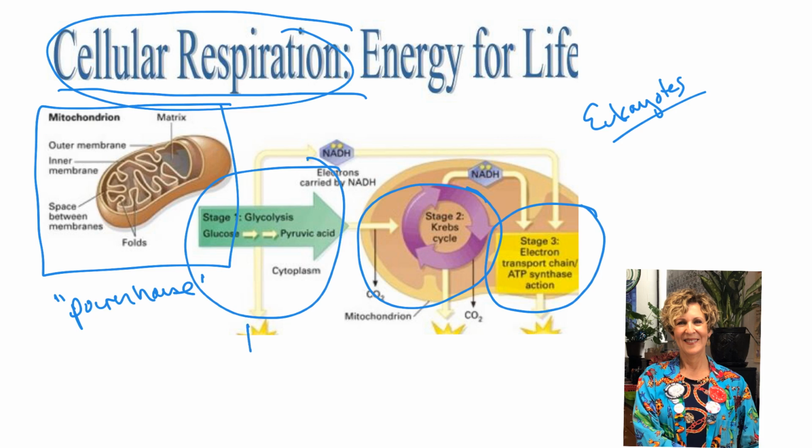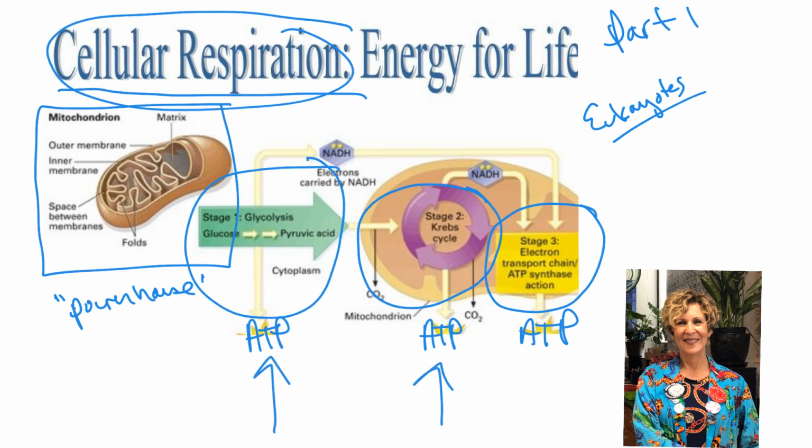And each of these stages are going to produce some ATPs for us. But I want you to think of this as a 3-act play. And in today's lecture, this is just part 1, I'm going to talk about glycolysis and Krebs cycle. And then I'm going to leave the electron transport system for part 2, and I'm also going to talk about what happens when we don't have oxygen present.